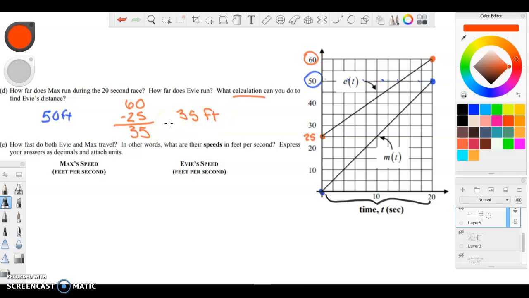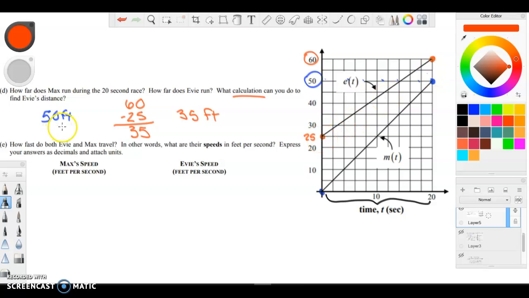So how fast do they both travel? What are their speeds in feet per second? We're going to need to use decimals and units on these guys. But what we know is that the entire race lasted 20 seconds. All right? Now, Max went further than Evie did, but he didn't quite catch up to her because of the head start that he gave.